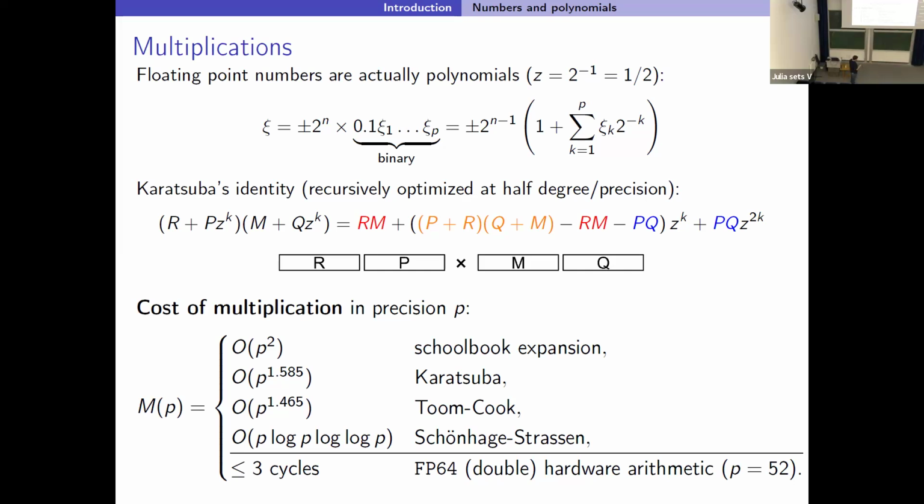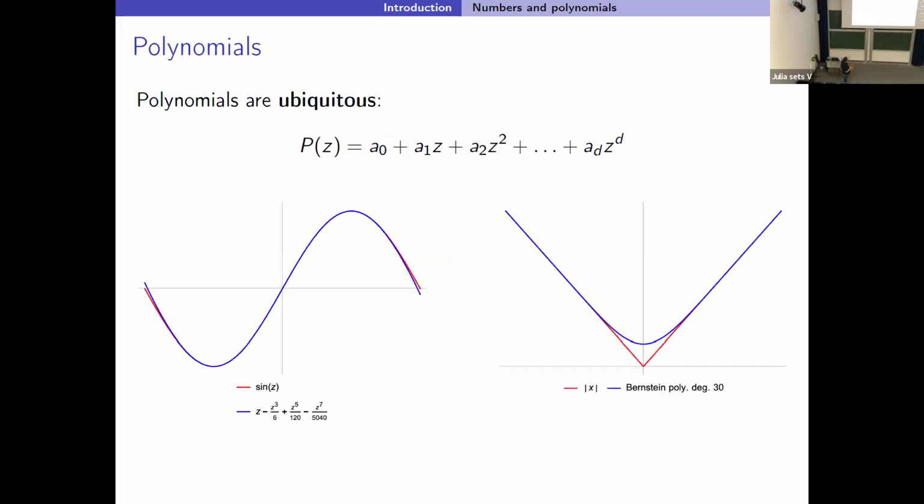So, of course, this little trick applies also if you want to multiply polynomials, not only numbers, because, well, this is already polynomial. But I don't think I have to advertise polynomials for you. You know they are used everywhere. We like them. We spend a lot of time with them.